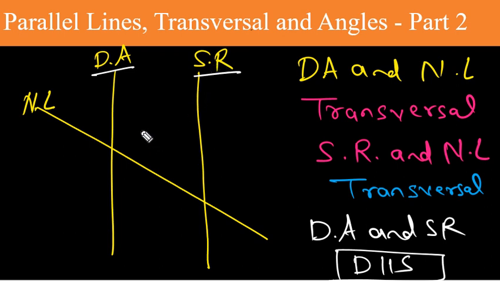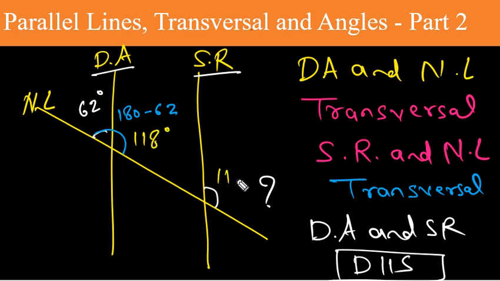That is the relationship. Now for example, if I say this angle is 62 degrees, and I ask you what will be this angle? There are multiple ways. This is a linear pair, 180, so this is 62, and this will be 180 minus 62, right? And that will give you how much? 118. This is 118 degrees.